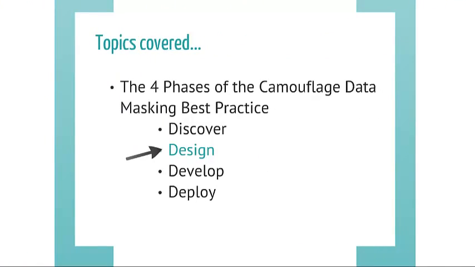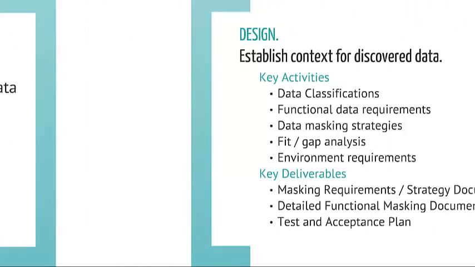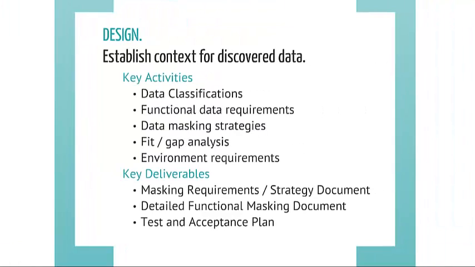The goal of the design phase is to put in place the criteria that will be used to mask the data and create context around the information that was discovered in the discover phase. The key activities within the design phase include data classifications, functional data requirements, data masking strategies, fit gap analysis, and environment requirements. The key deliverables from the design phase include masking requirements and strategy document, detailed functional masking document, and the test and acceptance plan. The design phase is typically 40% of the entire data masking project, making it a critical component of the Camouflage Data Masking Best Practice methodology.